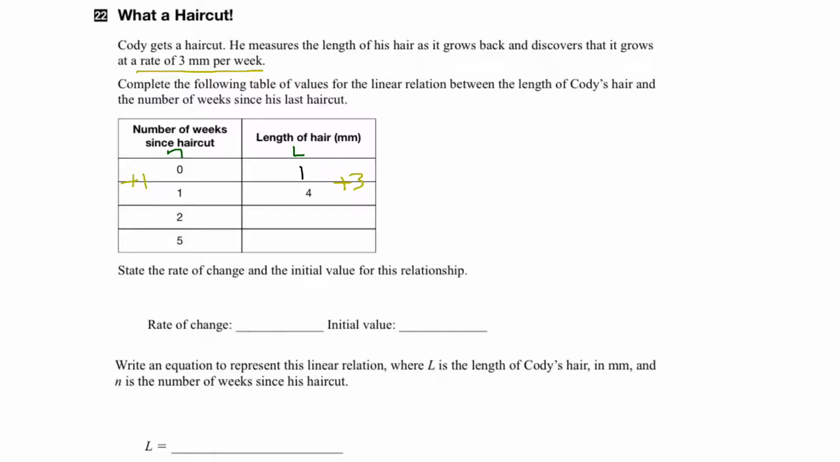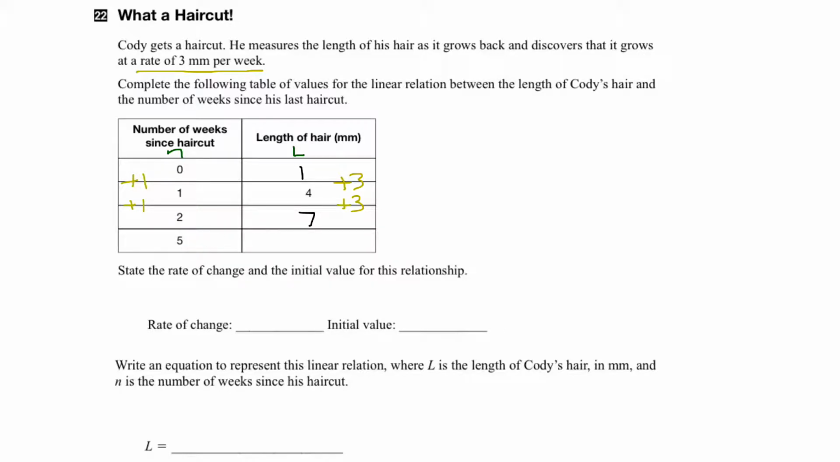Let's continue the pattern and say as we go up by 1 more week, the hair should grow by 3 millimeters. It's a linear relation. So after 2 weeks, 4 plus 3 would leave us with hair that is 7 millimeters long. Now, the next thing we notice is when we go from 2 to 5 weeks, we're not going up by 1 week. We're actually missing some weeks here.